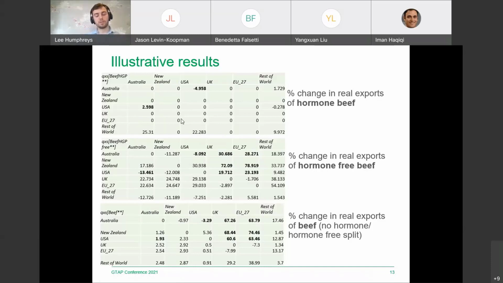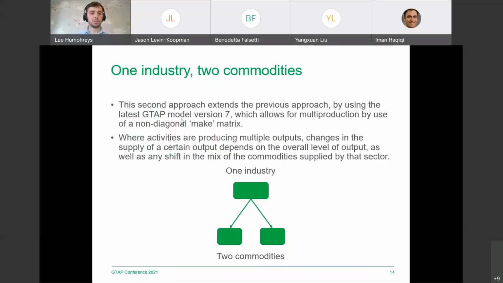So that's the first approach that I mentioned. There is a second approach, which is slightly more complex, but extends the previous approach. We do this by using the latest GTAP model version 7. What the newest GTAP model allows us to do is allow for multi-production, through the use of a non-diagonal make matrix. So in the classic GTAP model, one activity produces one commodity, and you can't change that at all, whereas the newer version 7 allows for multi-production.